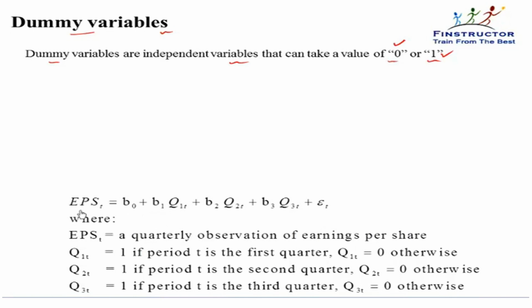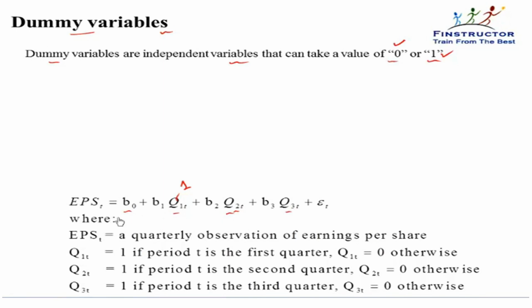So if we are trying to project the quarterly EPS and we use three independent variables, Q1, Q2, and Q3. Q1 is 1 if we are in quarter 1. At all other times, Q1 is 0. Q2 is 1 when we are in quarter 2. At all other times, Q2 is 0. Similarly, Q3 is equal to 1 if we are in quarter 3. At all other times, it is equal to 0. B0 is the intercept coefficient, that is the expected EPS when all Q1, Q2, Q3 are 0. That means we are in the fourth quarter.